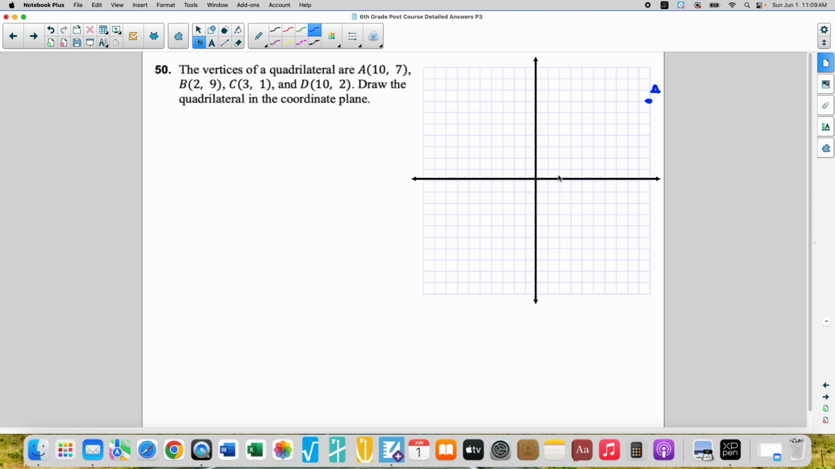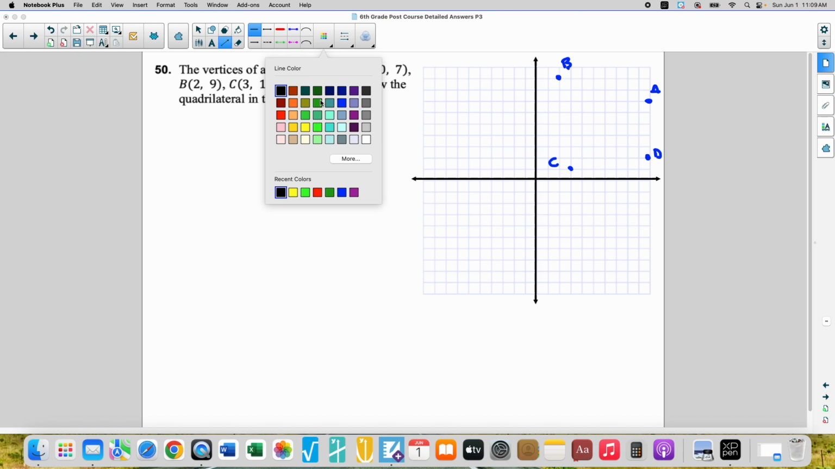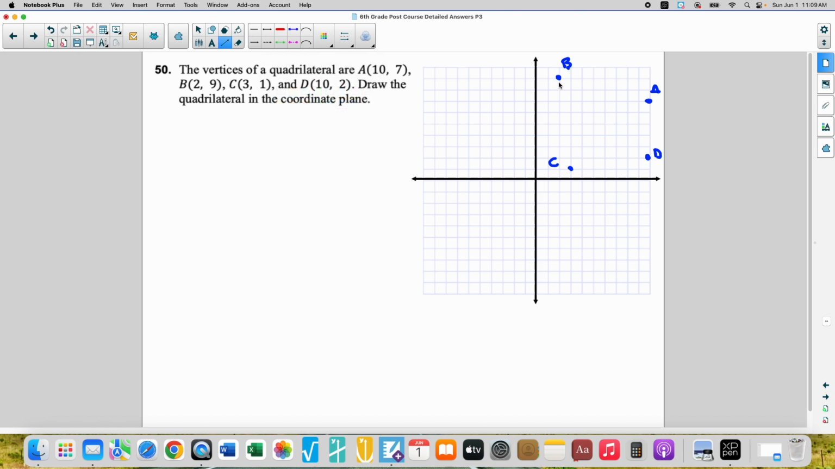B is 2, 9. That's right there. That's going to be point B. C is 3, 1. That's going to be right here. And D is 10, 2. And that's D. And then we would connect the dots. It's always good, if it's a figure, the vertices are the points. So we draw that. We connect that. We connect that. And we connect that. And that would be the quadrilateral, a four-sided figure with the points A, B, C, and D with the appropriate locations.